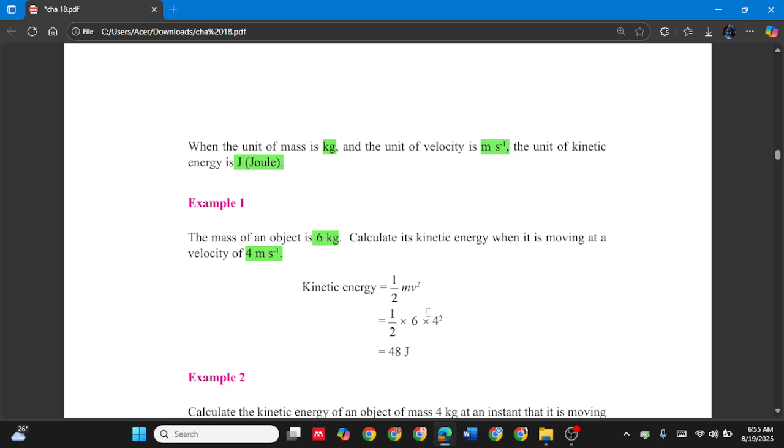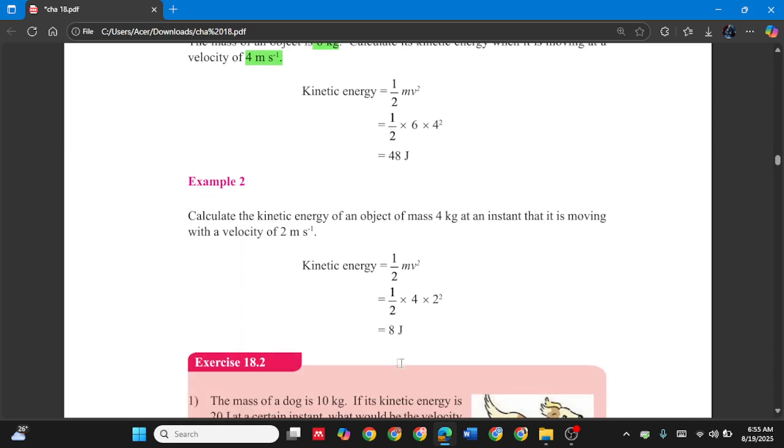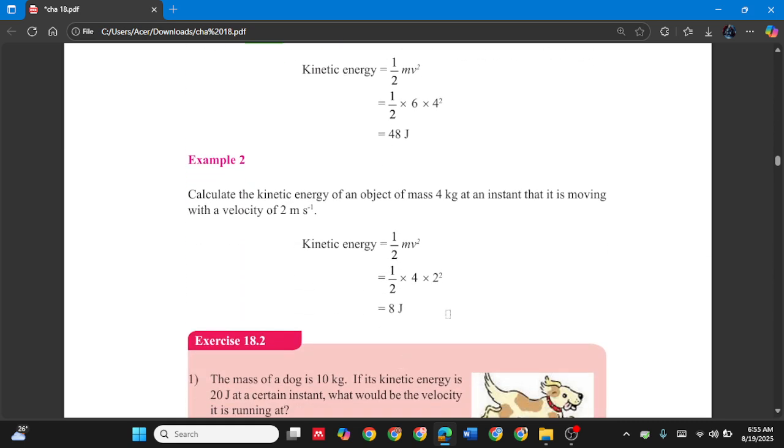So 4 into 4 is 16, 16 into 6 divided by half, ne, එතකොට අපිට පුළුවන් 16 2 වලින් divide කරාම එනවා, or otherwise keep it as 16, then you can divide this 6 by 2 and get 3, so 16 into 3 means 48.